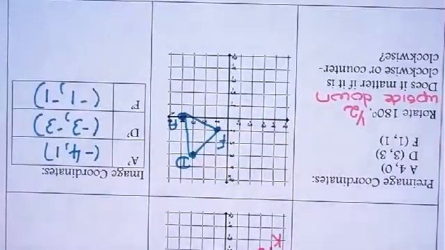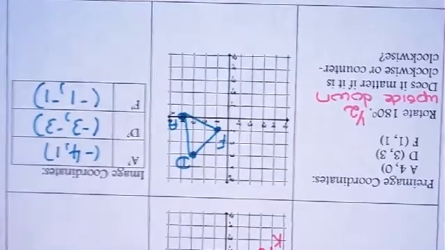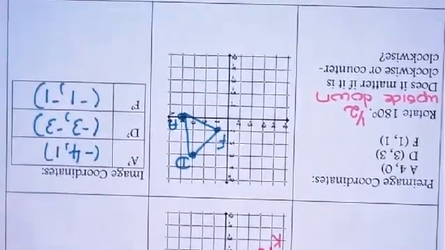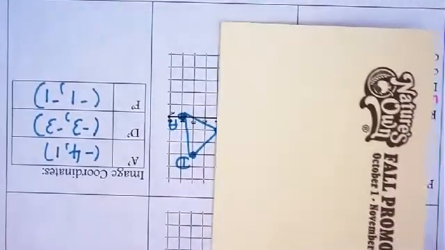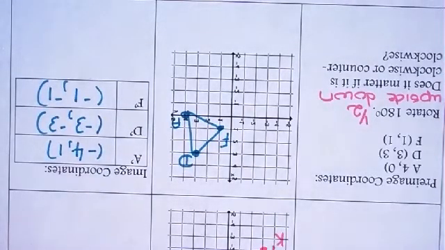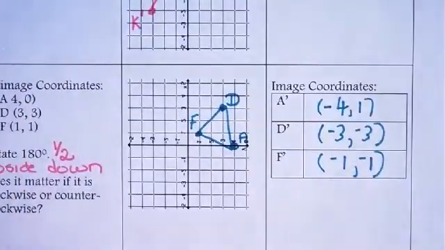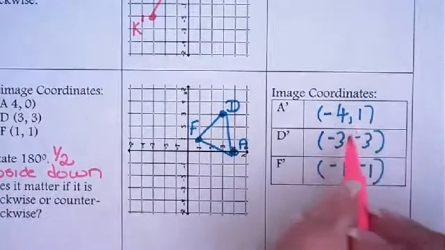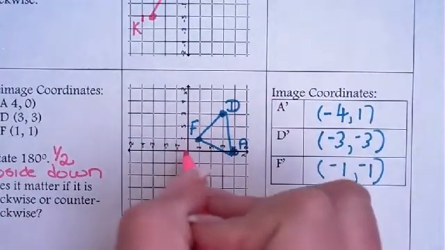And again, if you have trouble writing it upside down, don't fret, don't stress. Grab you a piece of graph paper or something and just write it down and then turn your paper back around and write it on there. Okay, so I'm going to turn my paper all the way back around to the original position and we're going to graph this now. A prime is at negative 4, 1.